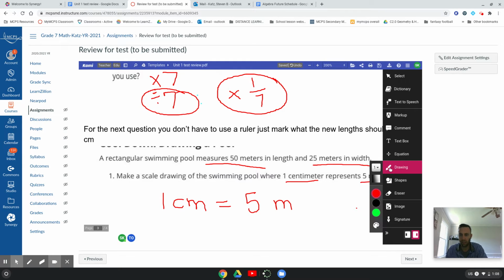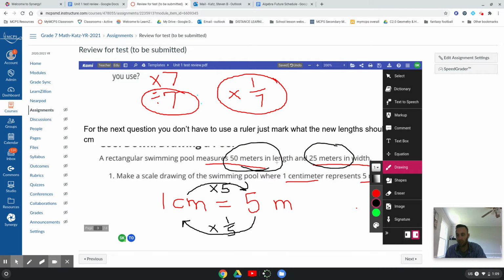Let me do this in a different color. If you're going from centimeters to meters, it's going from 1 to 5, so you're multiplying by 5. If you're going backwards, you're multiplying by 1/5, which, remember, is a fancy way of saying divided by 5. These numbers are both in meters, so we have to take each one of these and do them separately.